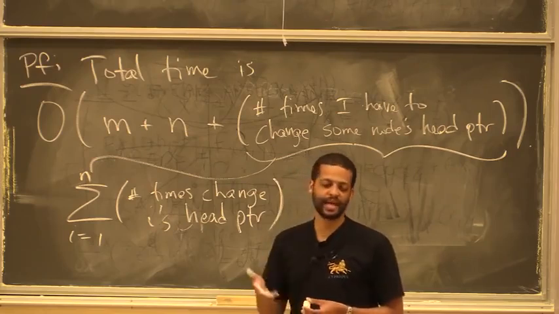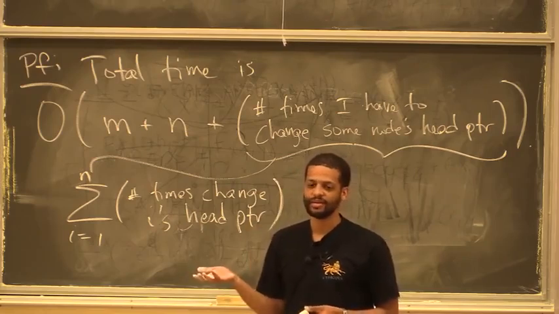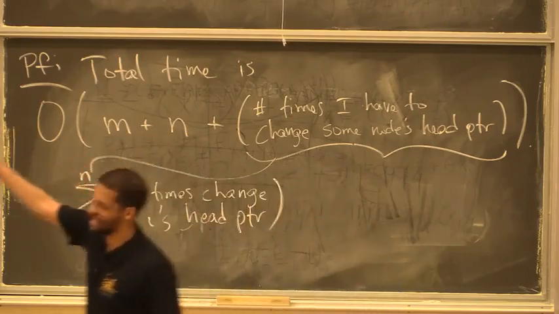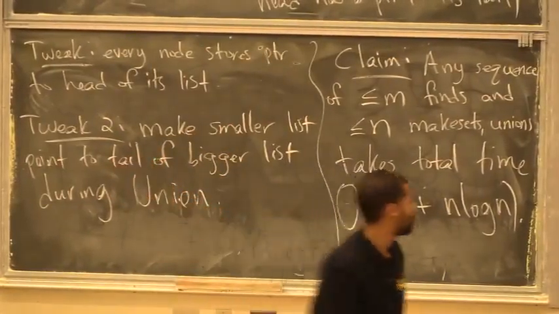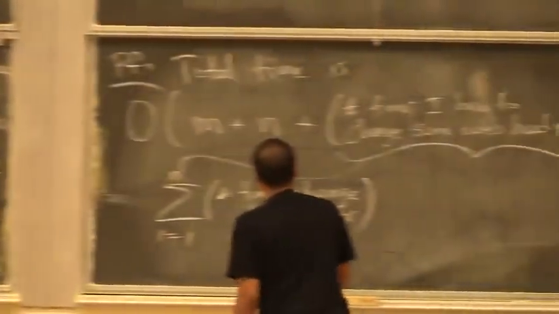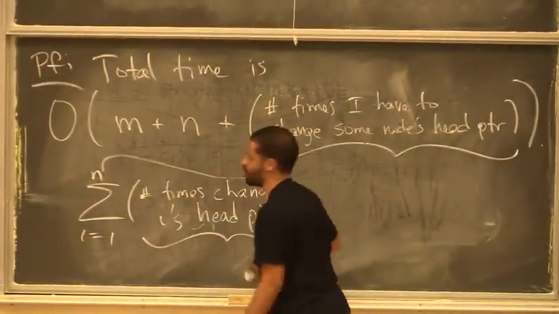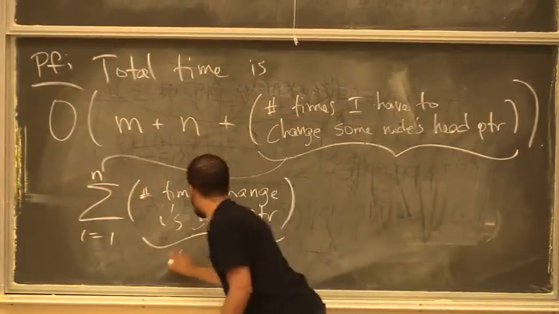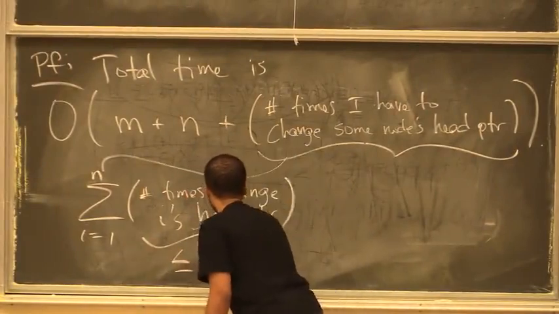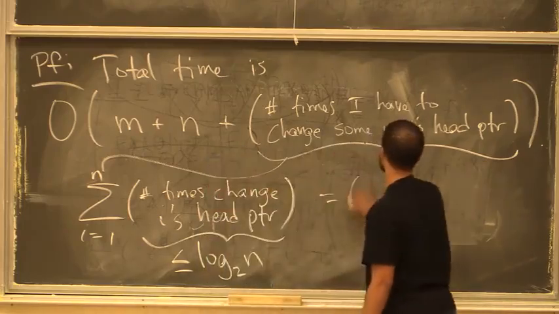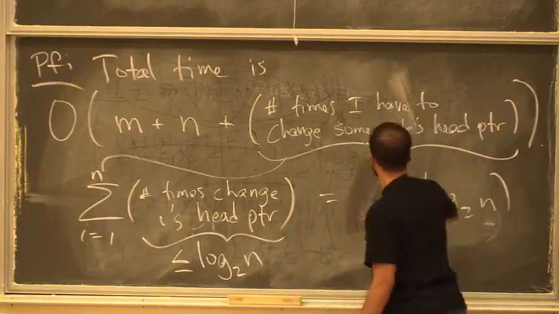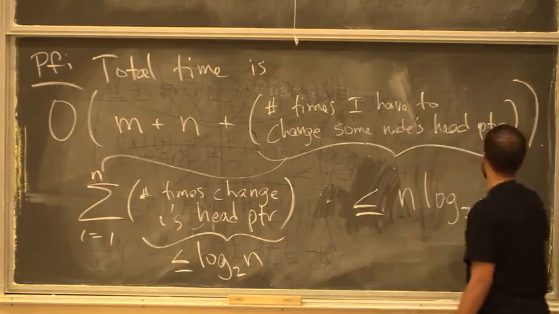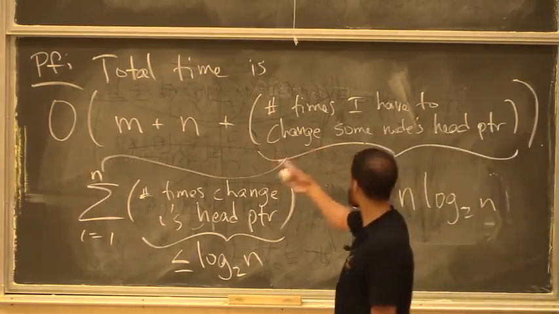How many times can its set size double? Well, the universe has size only n. So its set size cannot double more than log base 2 of n times. Which means for any i, the number of times its pointer to the head of its linked list changes can be at most log base 2 of n. So in total, this is O of n log base 2 of n. In fact, it's at most n times log base 2 of n. So good. The total time is m plus n log n.